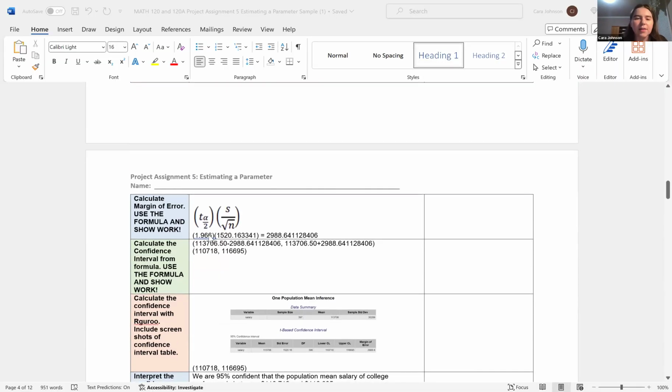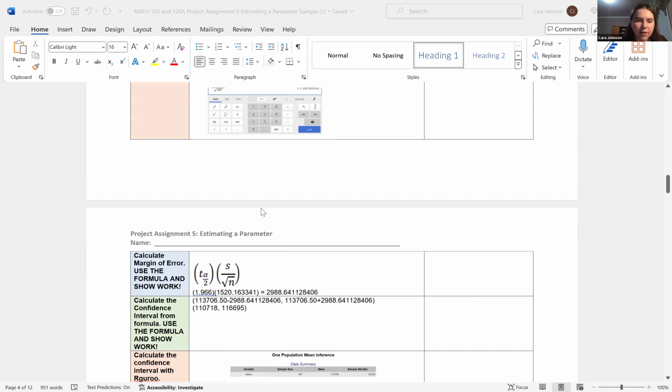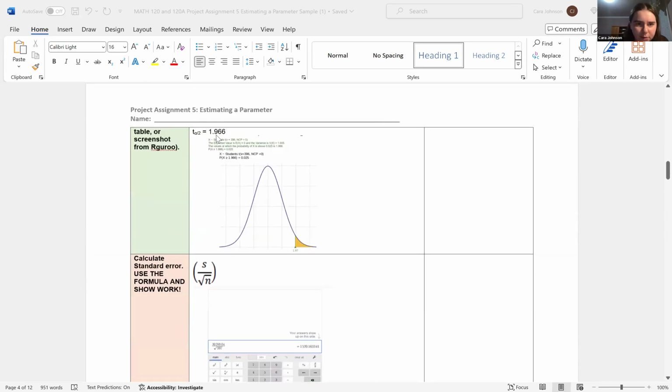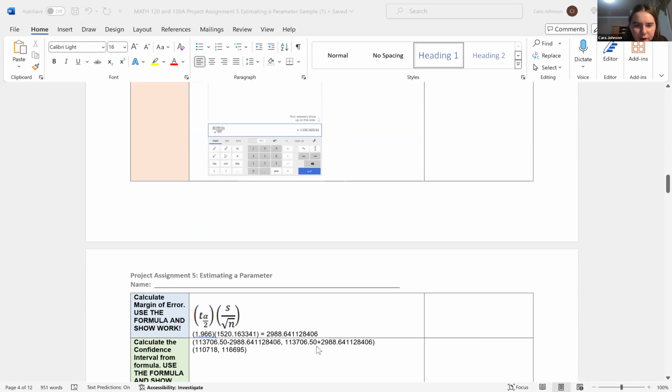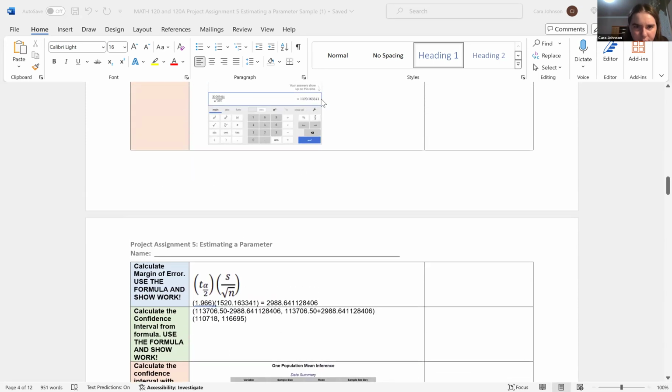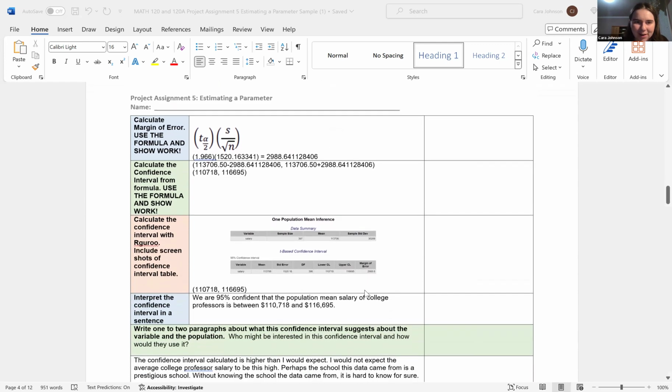And now, like I said, to get the margin of error, multiply your critical value and your standard error. So just multiply your previous two answers here. Make sure you don't round. So I use the whole number here. And when I multiply that out, I got this long number here. Once again, do multiply it out, don't round.